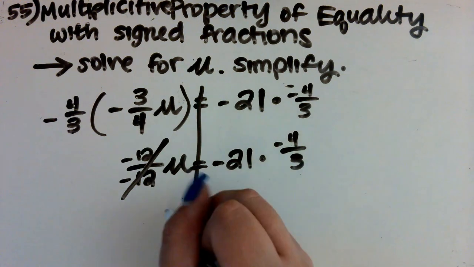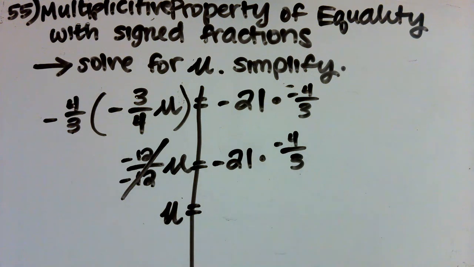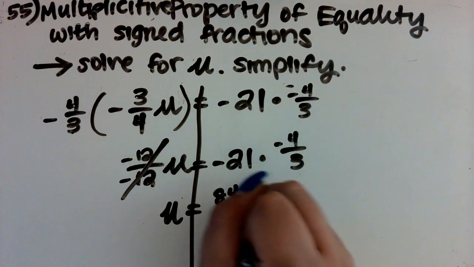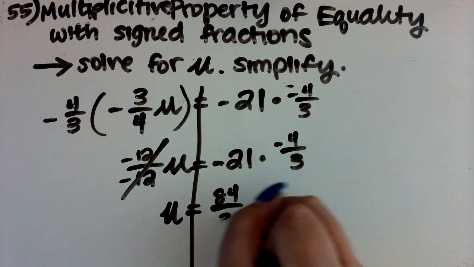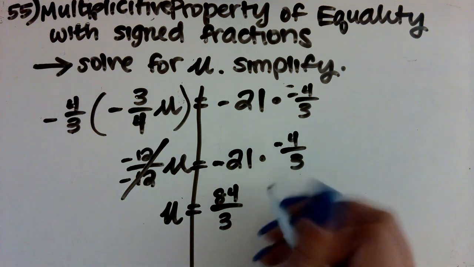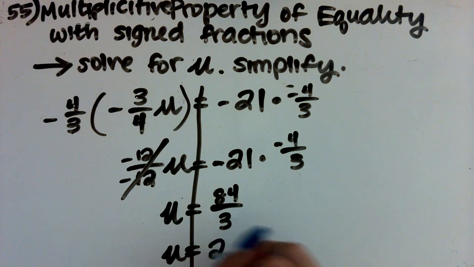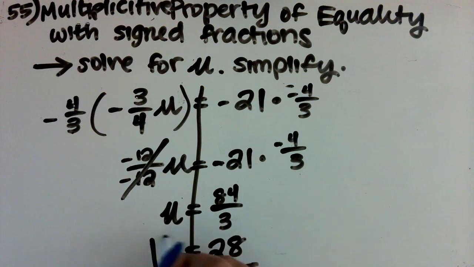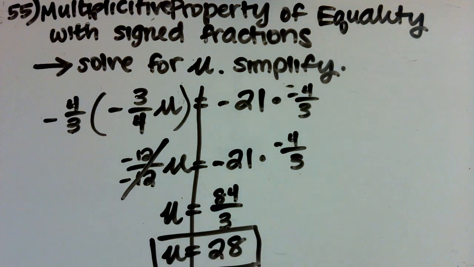Okay? So now, again, we bring down that variable, and let's go ahead and do that multiplication. We know that 21 times 4 is 84. Remember, a negative times a negative is equal to a positive, and then that denominator comes right on down. We also know that if we simplify this, u is equal to a positive 28. 84 can be evenly divided by 3, and we get a u value of 28.